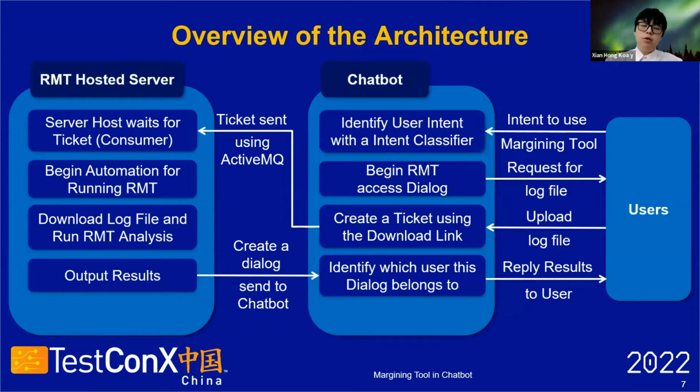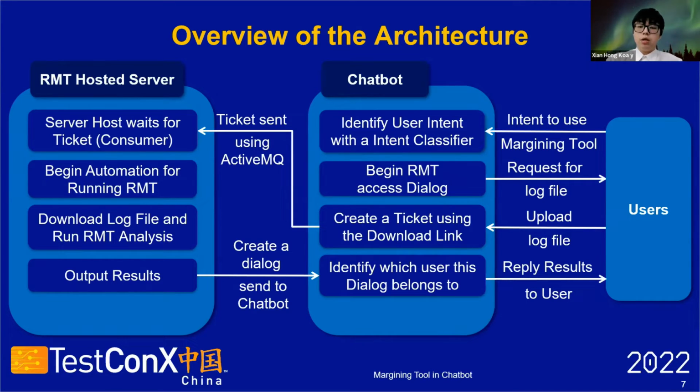All right, so moving on to the next slide. Over here, you can see the overview of the architecture. In this architecture, you can see the chatbot and the margining tool in action, and look at how they interact with each other. And so now I will briefly explain how the architecture works. In summary, the architecture is separated into two parts, the chatbot and the hosting server for the margining tool. The chatbot acts as a front end for the user. Meanwhile, the hosting server for the margining tool will act as a back end.